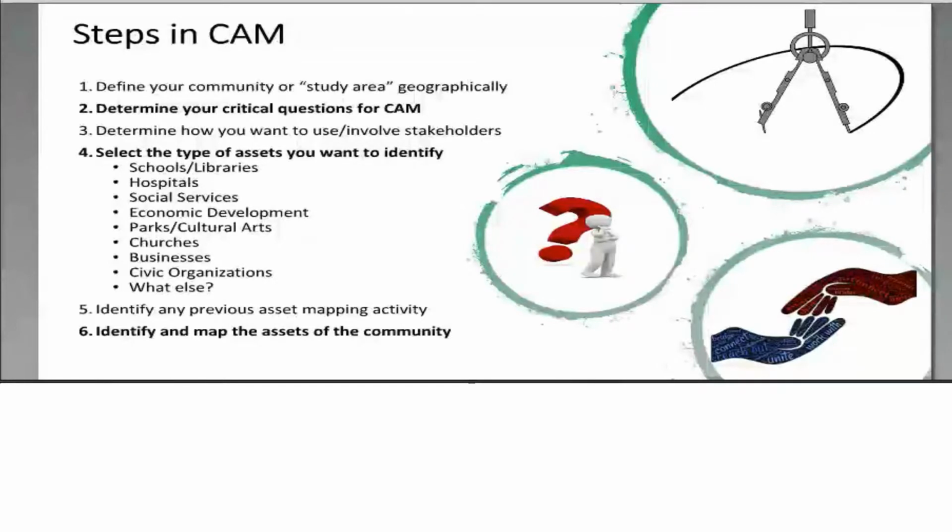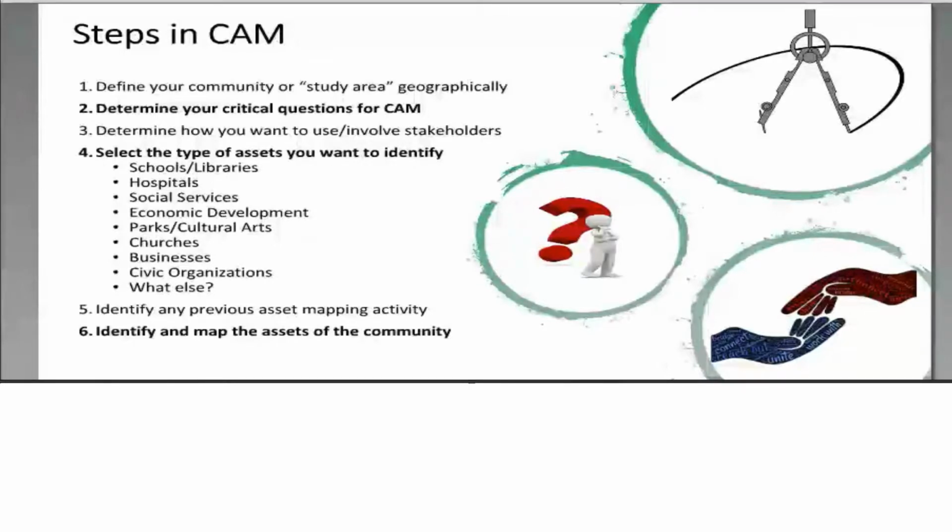So the 6 steps that are here: defining your community, and for you this can be your consortia member geographic boundaries, it can be your consortia as a whole, but you have to, as a group, determine what your boundaries will be and what your study area will be, because it is mapping, and that ultimately means that you are looking at geographic spaces and places.